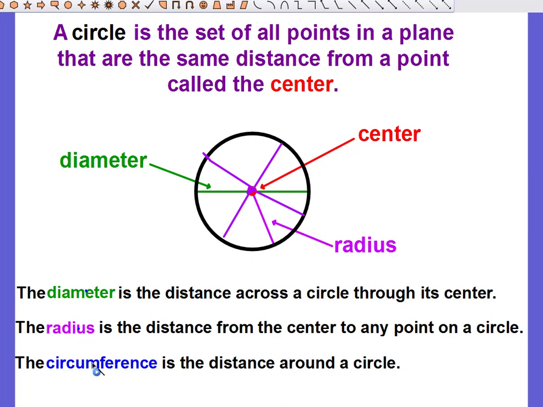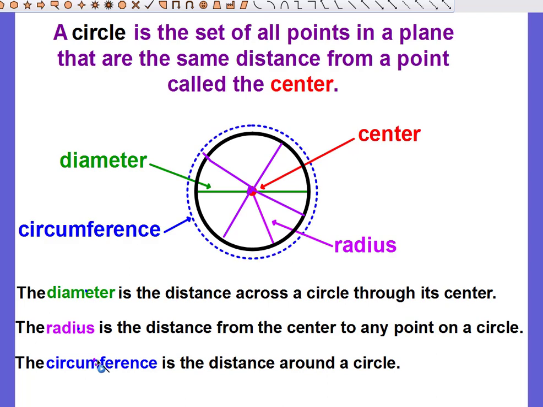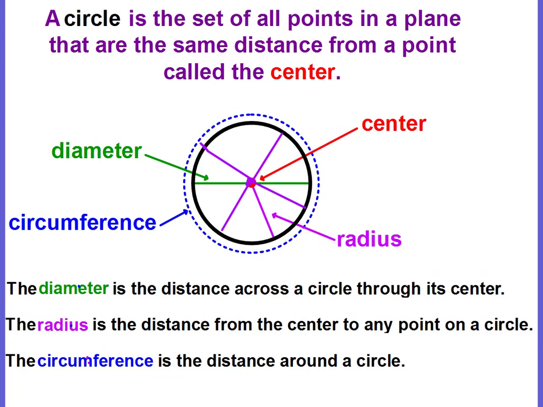And then we have the circumference. The circumference is the distance around a circle. It's like what I call the perimeter of the circle. But circles are special, so it's not called a perimeter. They get a special term called the circumference. But basically that's what it means: the distance around a circle.